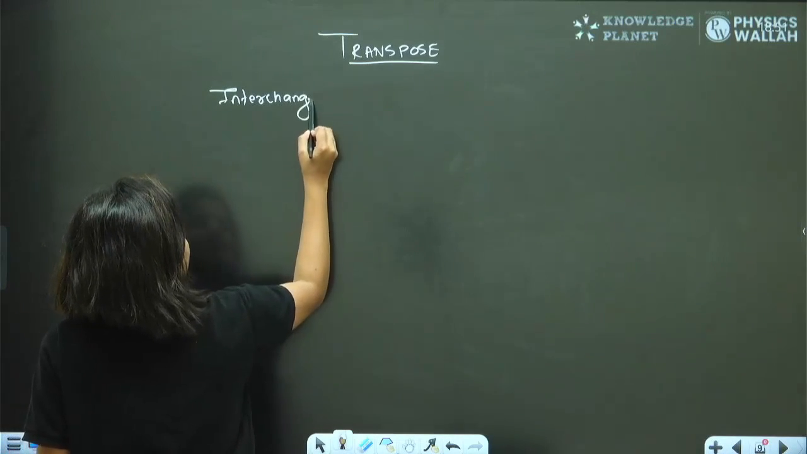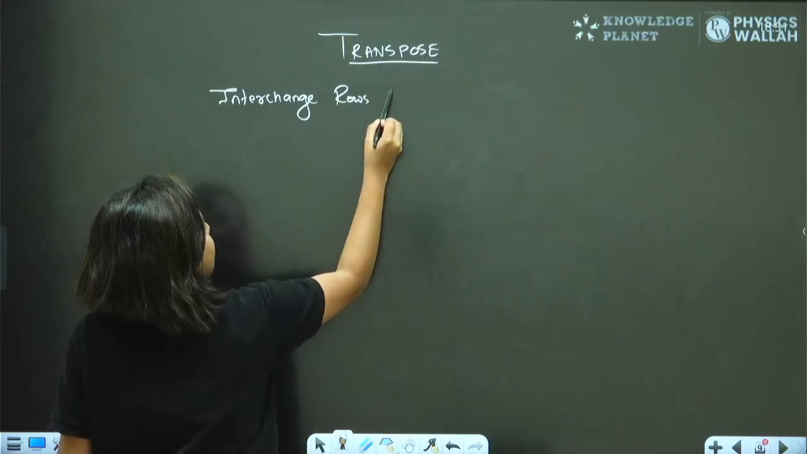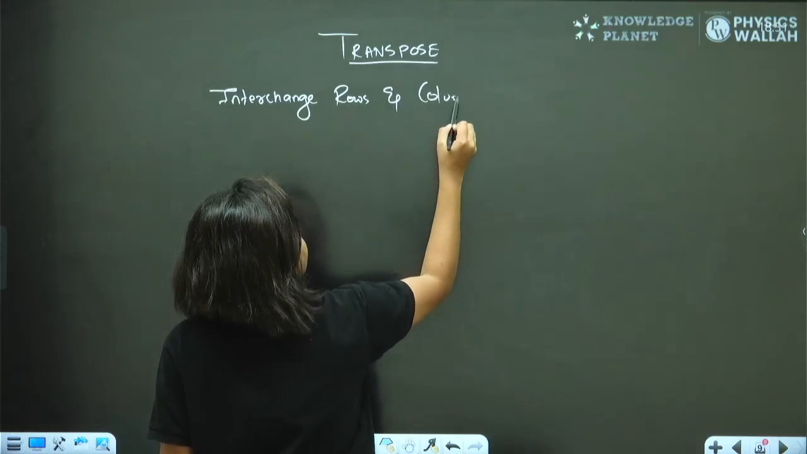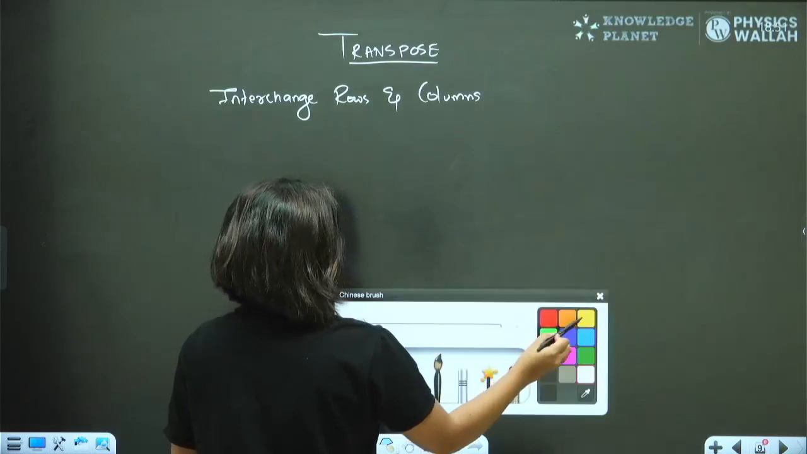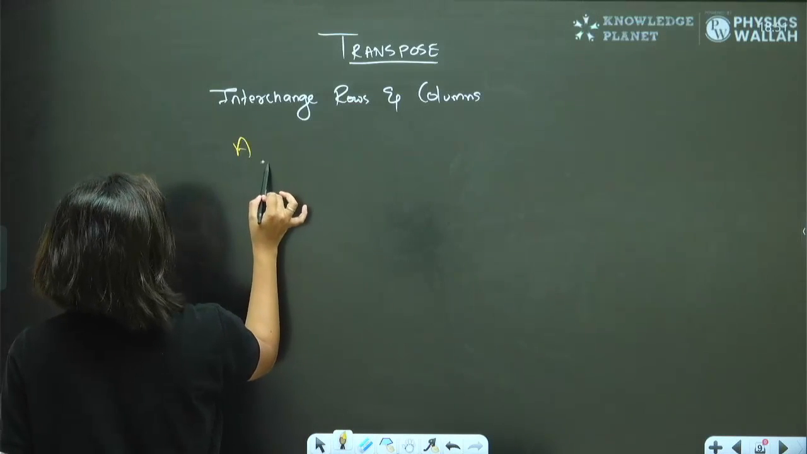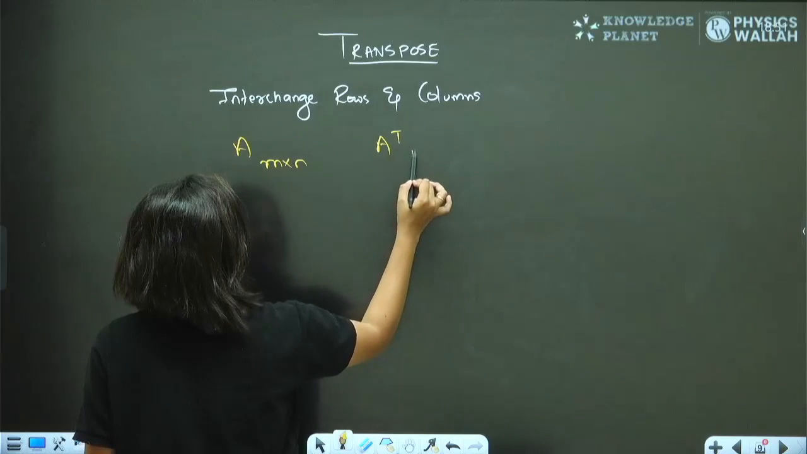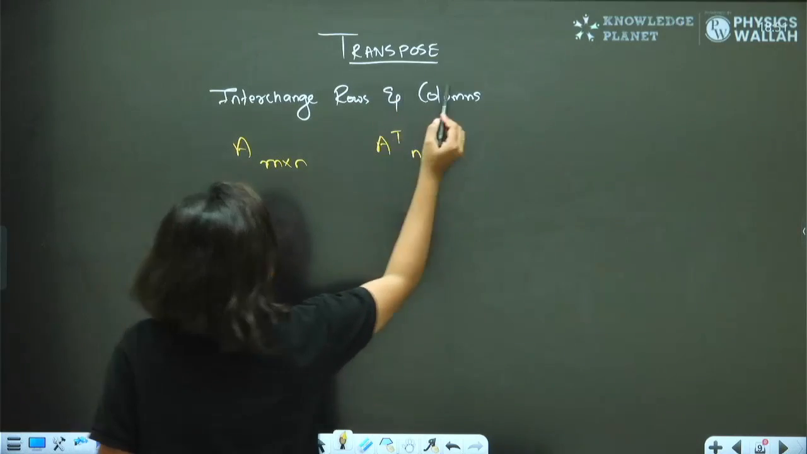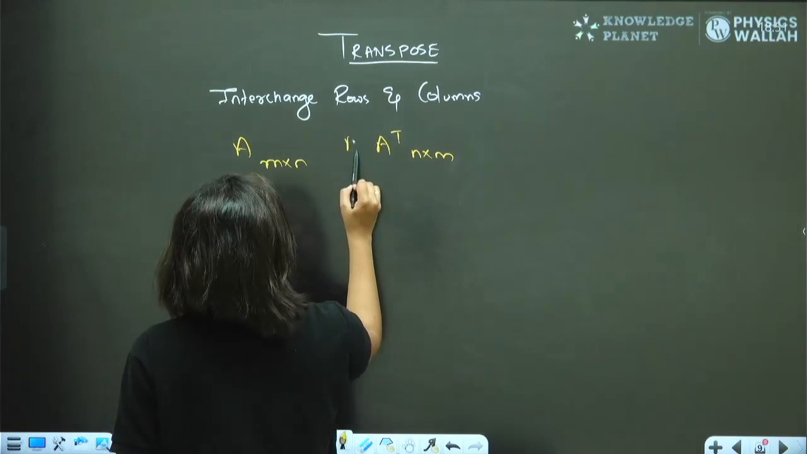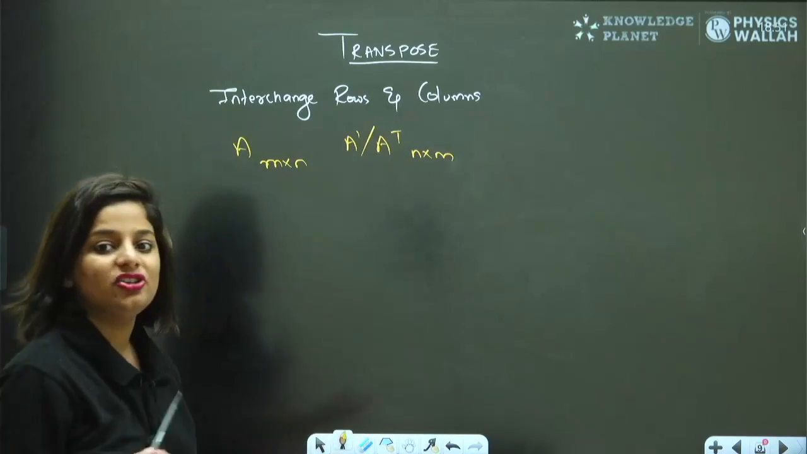Interchange rows and columns. That means if matrix A has an order of m by n, its transpose will have an order n by m. Right? Transpose is written as A transpose or A prime. That's also a way to write transpose.